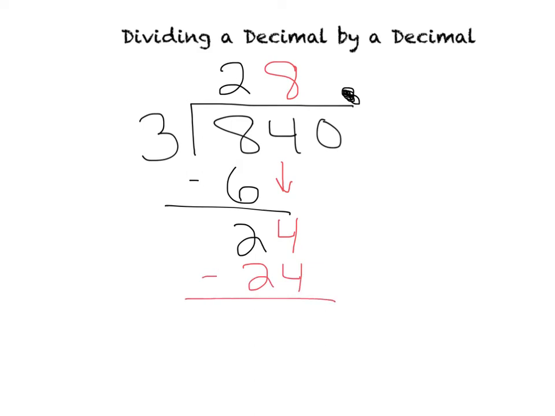24 minus 24 is 0. Am I done? If you said no, you are correct, because I have to bring down my 0. And I know that 3 goes into 0 0 times. So 0 times 3 is 0. And my final answer is 280.